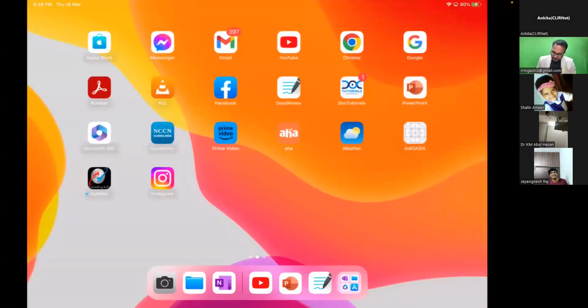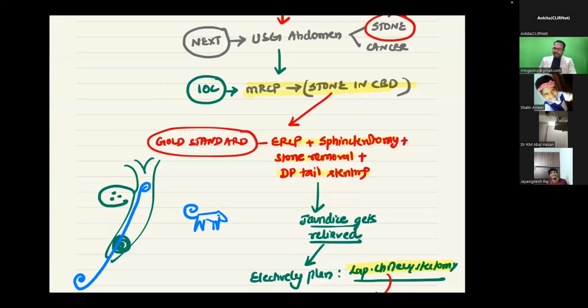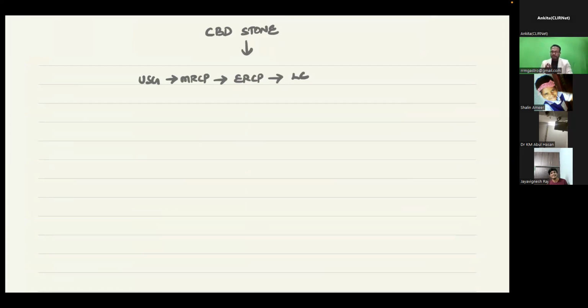So now, this is one protocol for a gallbladder stone. The first case I'm discussing is a case of CBD stone, CBD stone causing obstructive jaundice. I'm discussing the protocol and the management. In a CBD stone, I told you, you should do ultrasound, then you should do MRCP, and based on that, you should do ERCP, and we have to remove it, and we plan for laparoscopic cholecystectomy. This is the normal protocol.